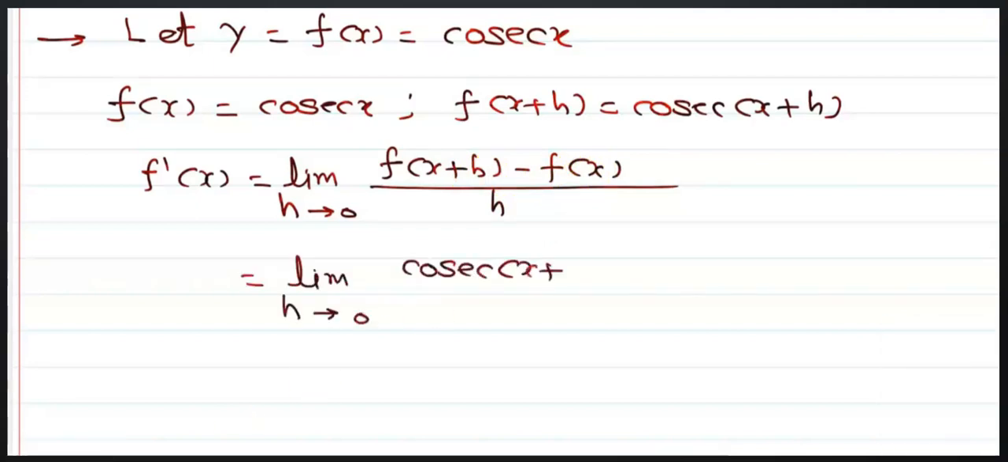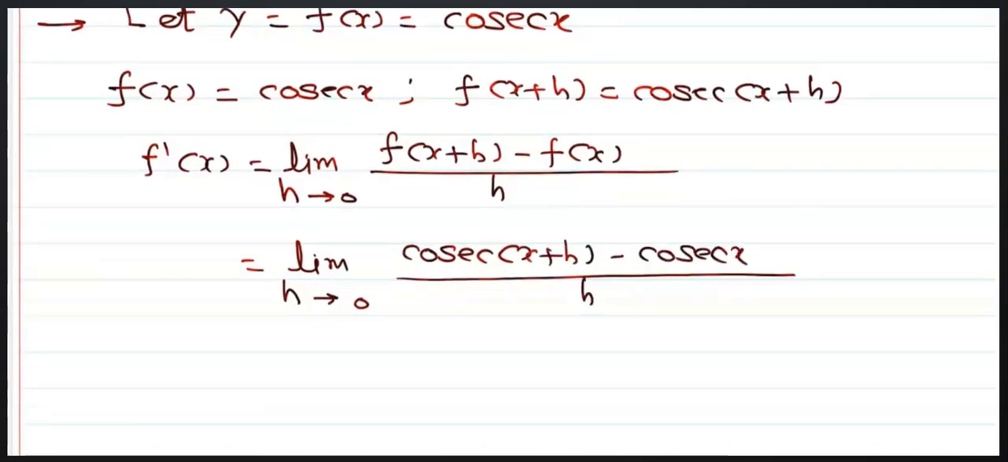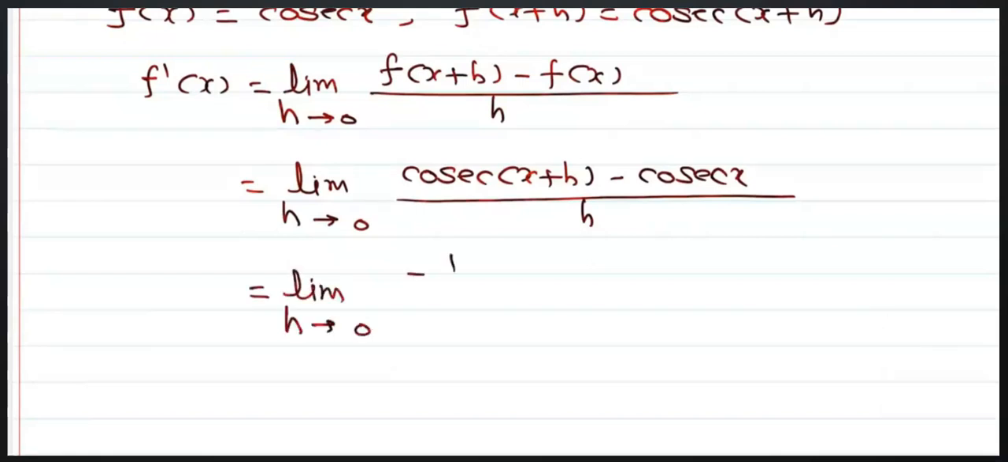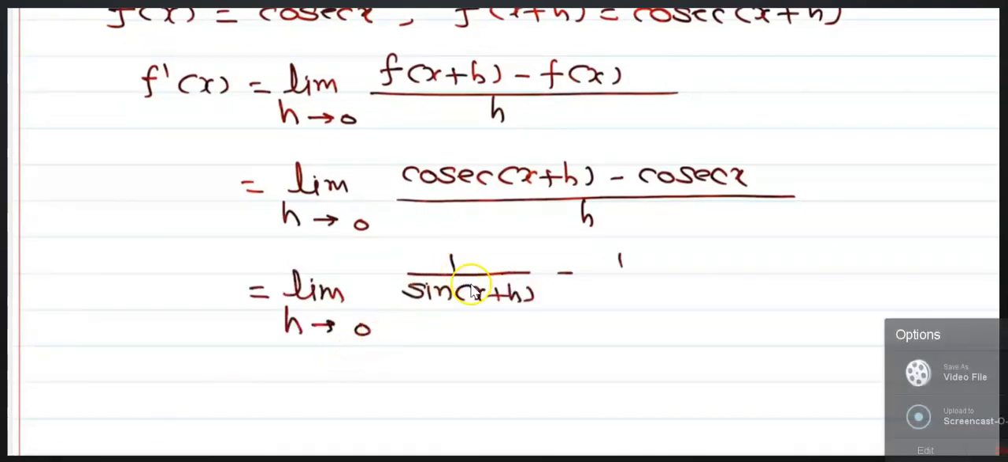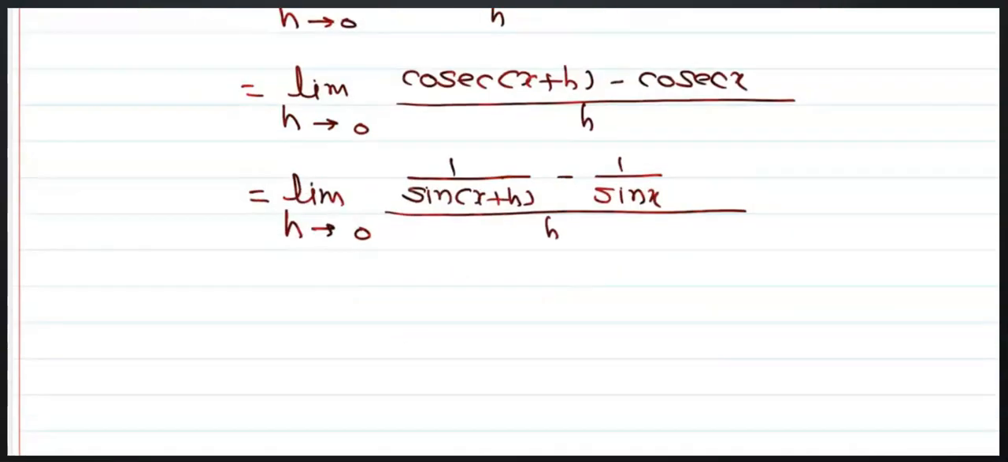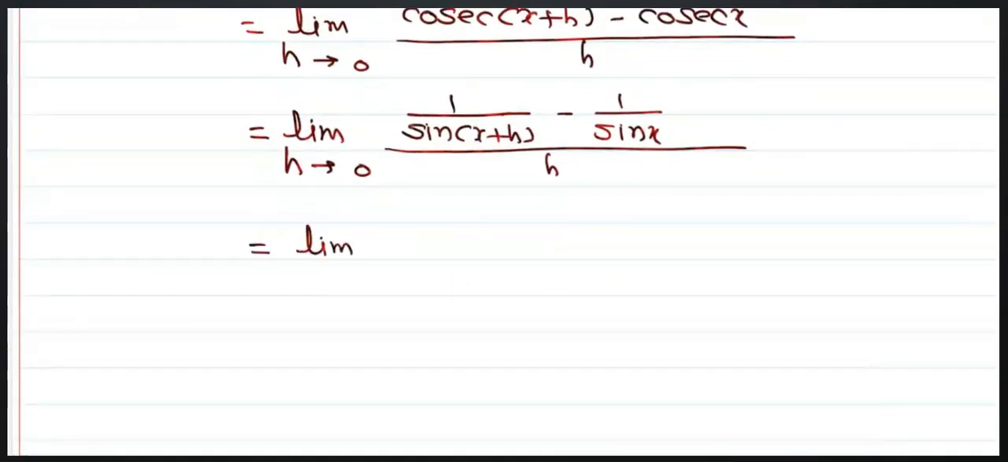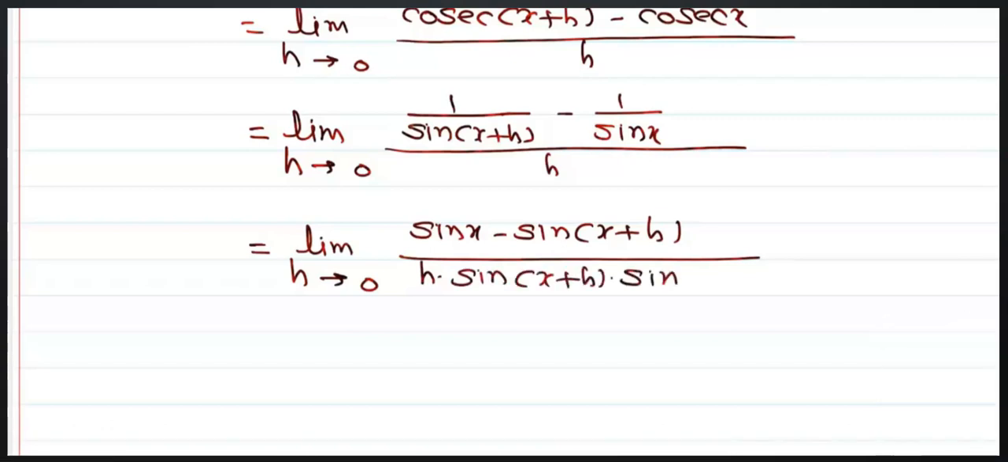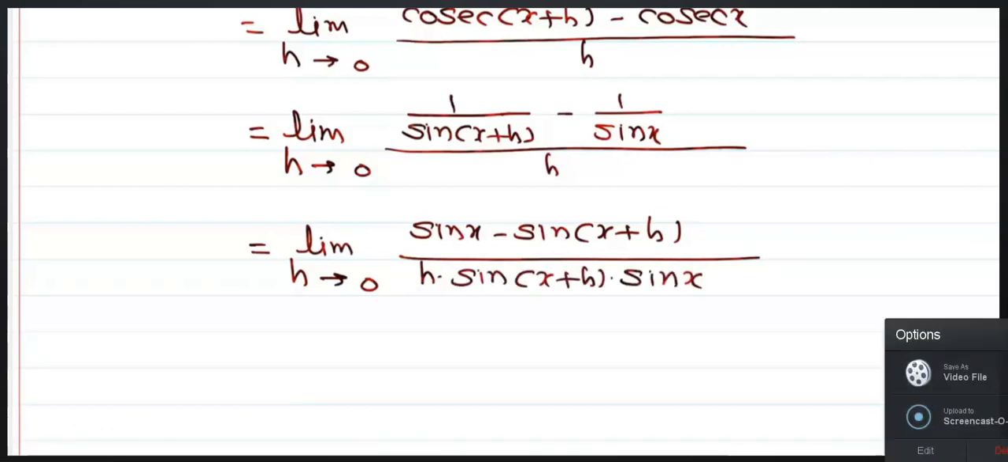Limit h tends to 0, cosec of x plus h minus cosec x upon h. Now again the simplification. Cosec means what? 1 upon sine of x plus h minus 1 upon sine of x, whole divided by h. Now make the cross multiplication. That is limit h tends to 0, sine of x minus sine of x plus h upon h into sine of x plus h into sine x. Now here we apply the formula for sine c minus sine d.